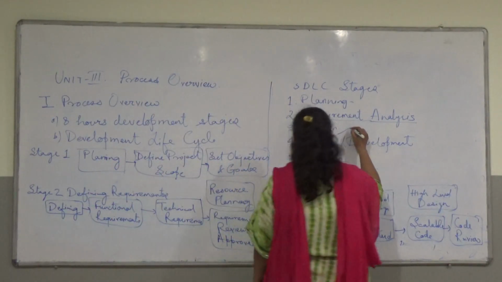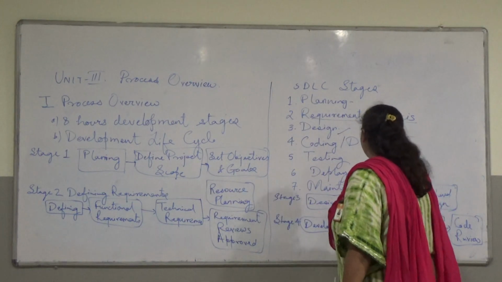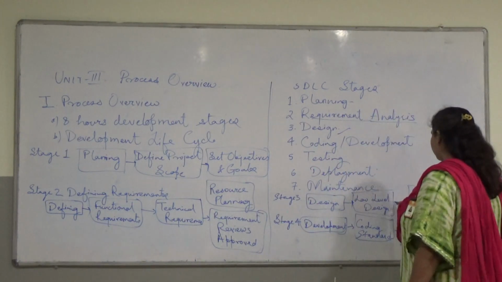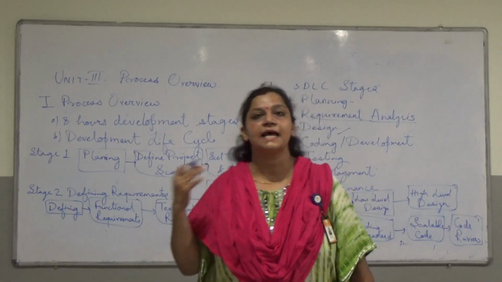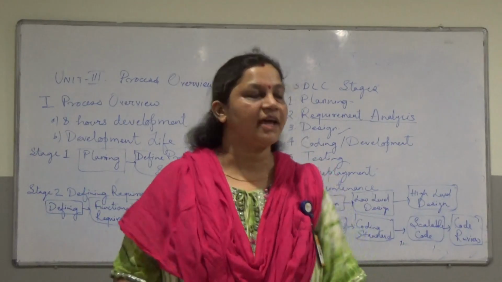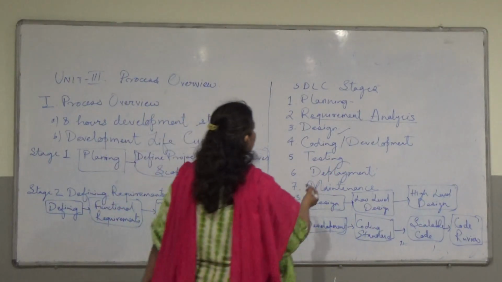Then we have the designing part. Under the designing part we have some designs. Under that we are going to make some low level designs, we have some high level designs, and the final architecture of how the project will be designed and developed will be decided and finalized. Other than that, we have the coding and development part.